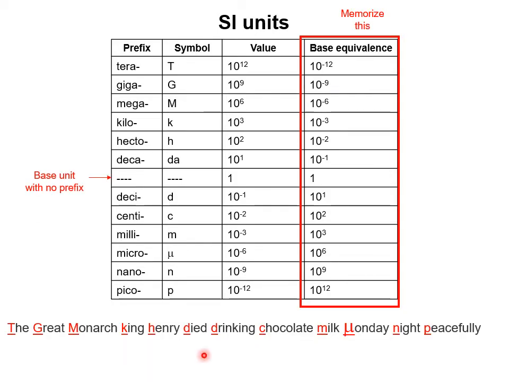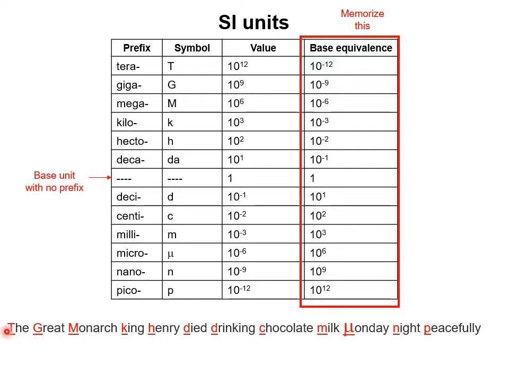So now we're going to go over how we would perform these conversions. To perform the conversions, we're going to use this base equivalence column. If your instructor likes you to memorize it, you can go ahead and memorize these. And what you notice about the base equivalence column, a good way to memorize it is, first off, I gave you the mnemonic down here. So the great monarch King Henry died drinking chocolate milk Monday night peacefully.